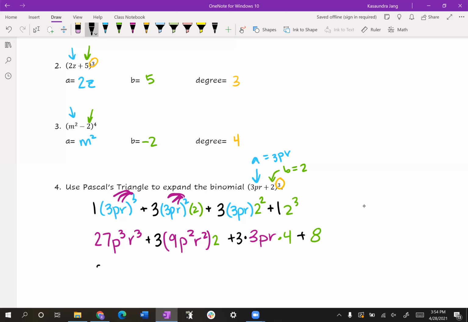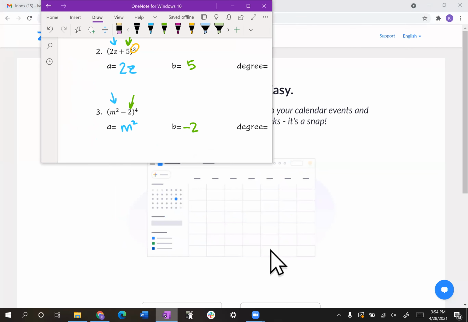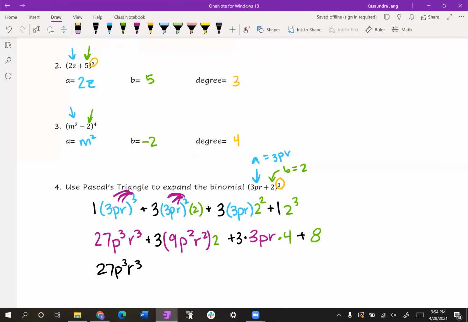All right, last but not least here, let's get 2 times 3 times 9. So I'm getting 2 times 3 is 6, times 9 is 54. Still with p squared and the r squared. All right, over here I get 3 times 3 times 4. Just my constants here. So 3 times 3 is 9 times 4, so 36pr, and my 8.